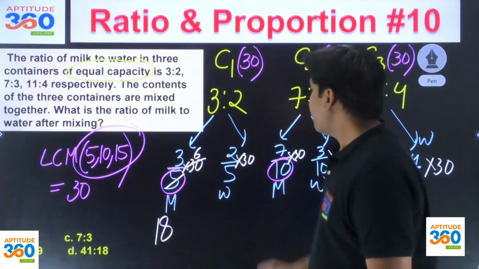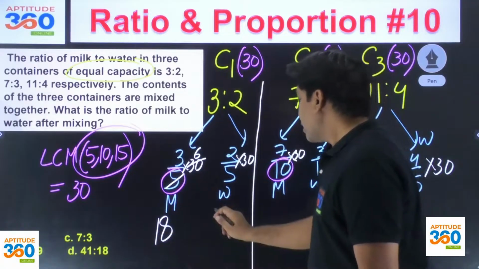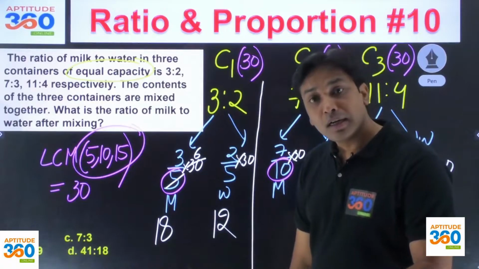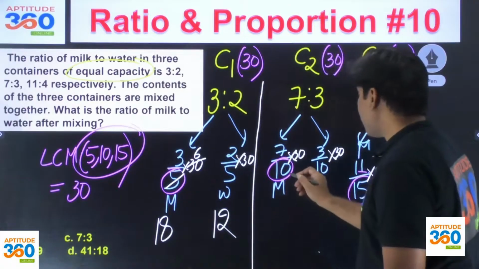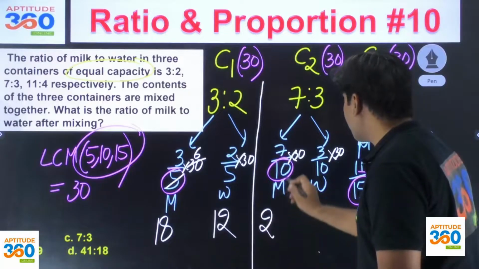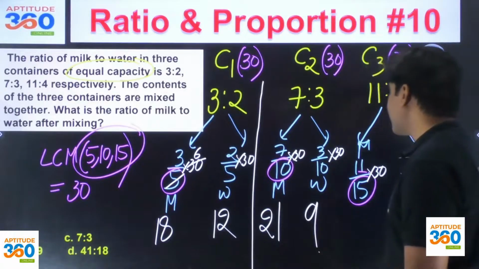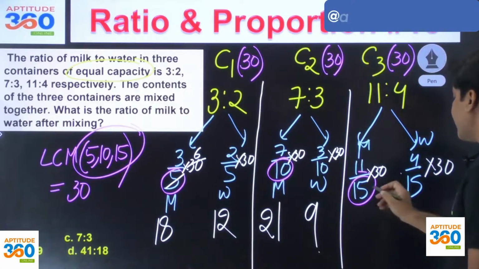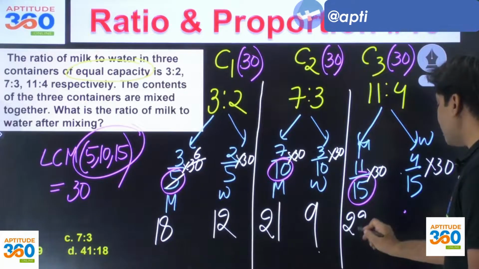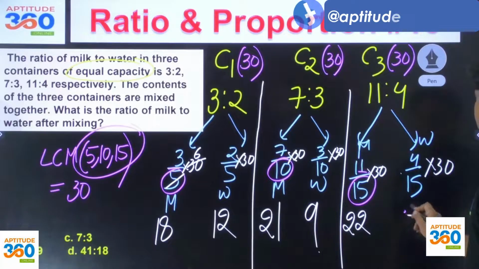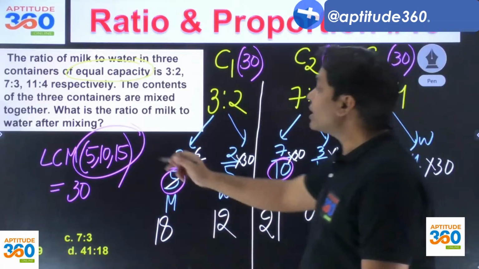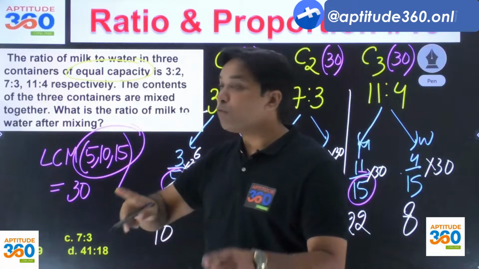18 liters of milk in the first one, 12 liters of water in the first one. In the second one, what is that we will be having? So this is going to be 21 liters of milk and 9 liters of water. And then here you will be having 22 liters of milk and then 8 liters of water. And what is that they are asking? What is the ratio of milk and water after mixing?